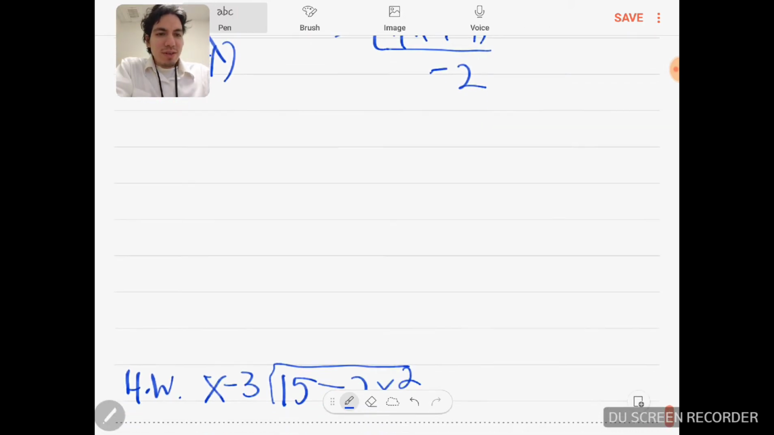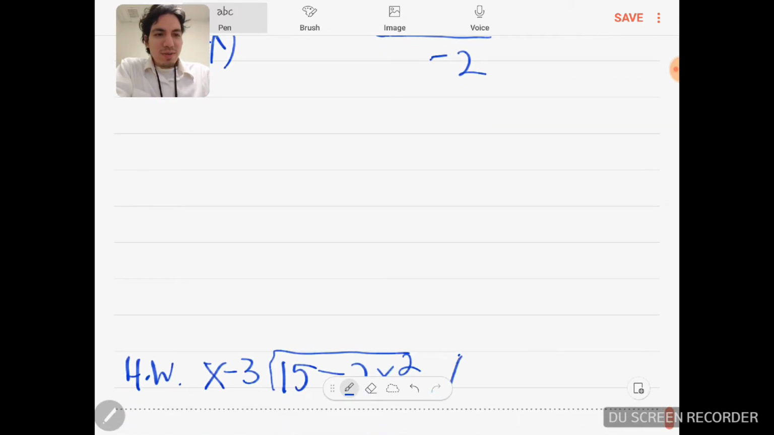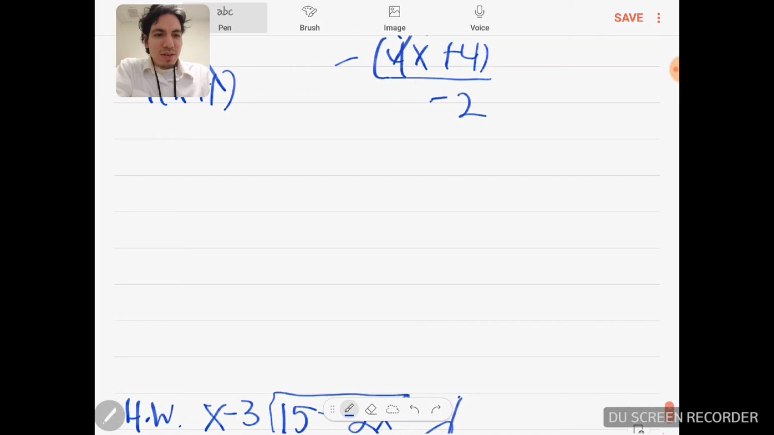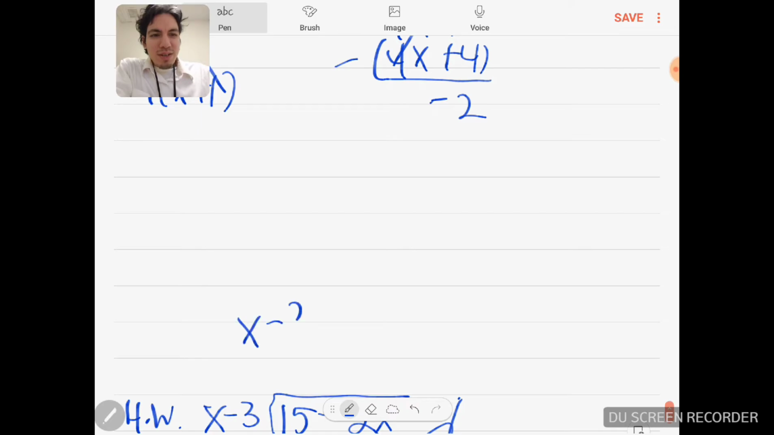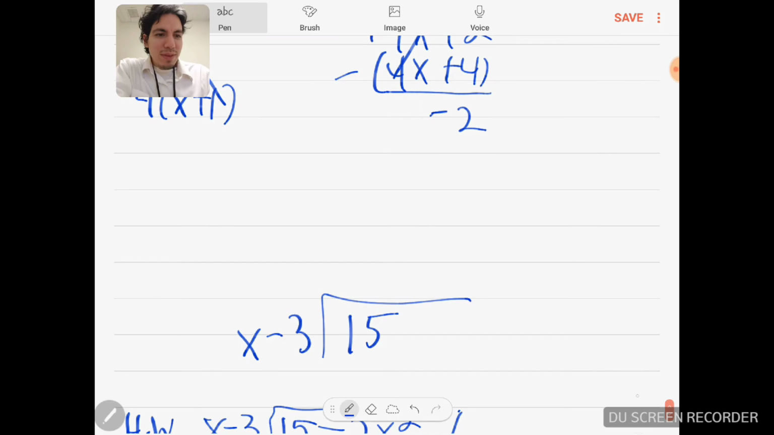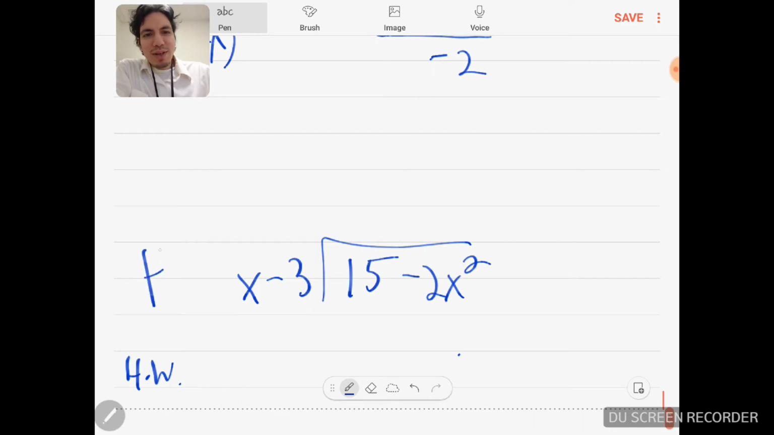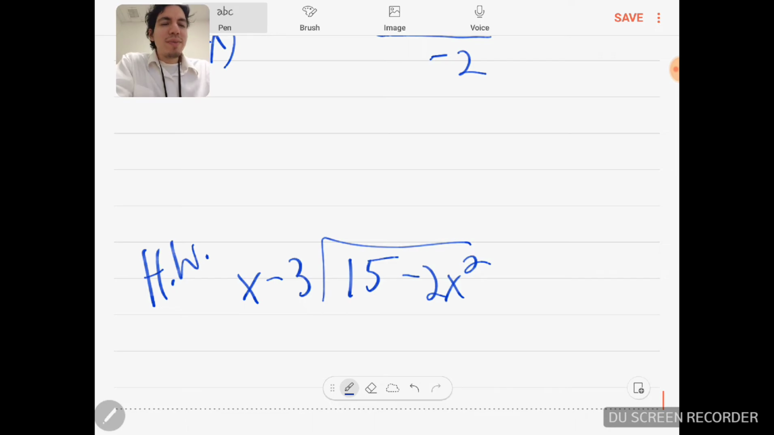And that's your homework. I'm sure you guys can see that. Let me just write it right here, okay. It's x minus 3 divided by 15 minus 2x squared. Sorry, I didn't know it was going to be in the way. All right, so that's your homework.